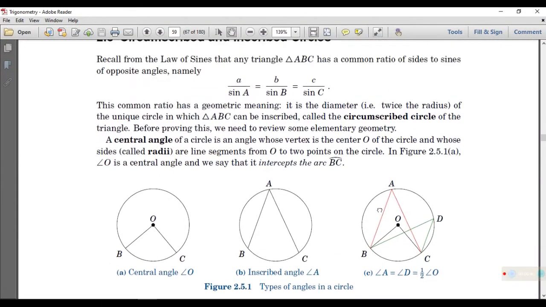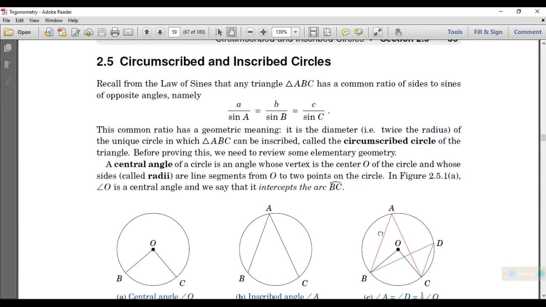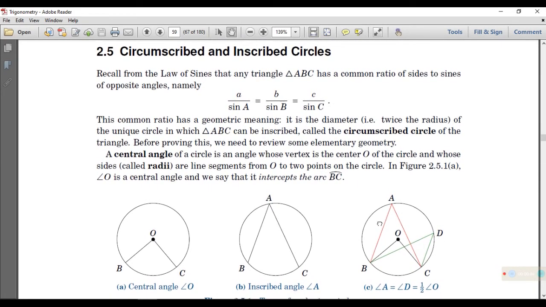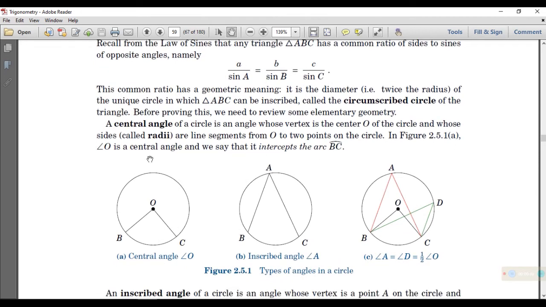Okay, now that you already know the different parts of the circle, pwede na tayo magtuloy ng discussion natin ng circumscribed and inscribed circles. So, tingin tayo dito sa figure. We have three figures given. We have figure 2.5.1a.